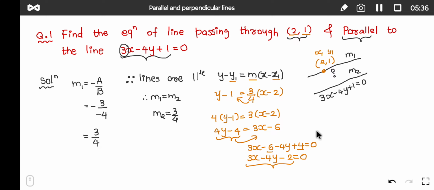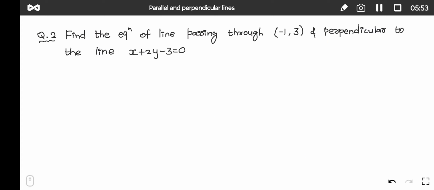So you can see that our second line, whatever we are getting, 3x minus 4y, and here also 3x minus 4y. So in case of parallel lines, the value of the slope is the same. You can verify it here. Only the last number can be different. Okay. Look at the next example.